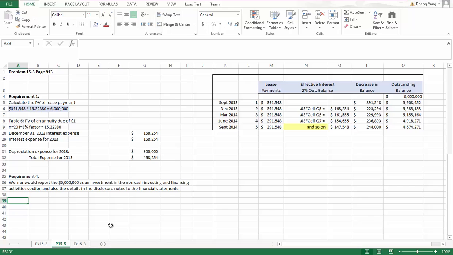Now, for the lease payments, in 2013, they made 2 lease payments. These 2 here equal $783,096. So the $783,096, which is basically that $391,548 payment times 2, because they made 2 payments in year 2013, will be divided into the interest and principal portions.